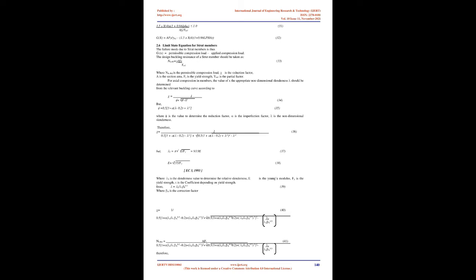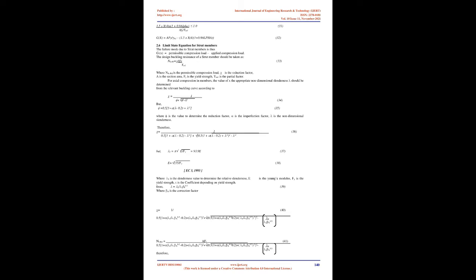2.6 Limit state equation for strut members. The failure mode due to strut members is thus: G(X) equals permissible compression load minus applied compression load. The design buckling resistance of a strut member should be taken as N_b,Rd, where N_b,Rd is the permissible compression load, chi is the reduction factor, A is the section area, f_y is the yield strength, and gamma_M1 is the partial factor.